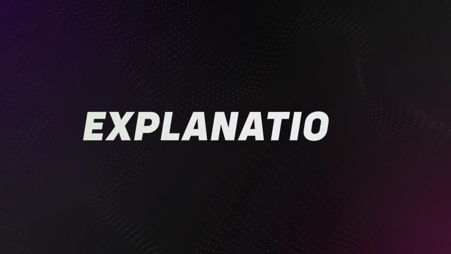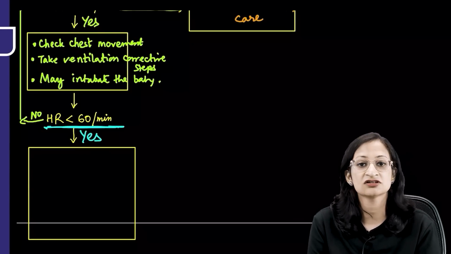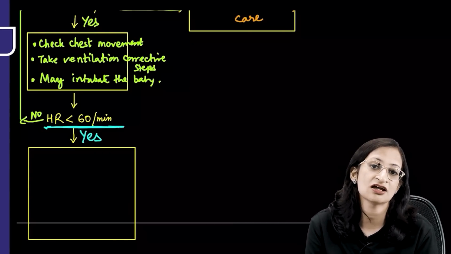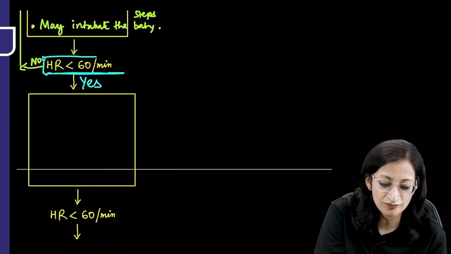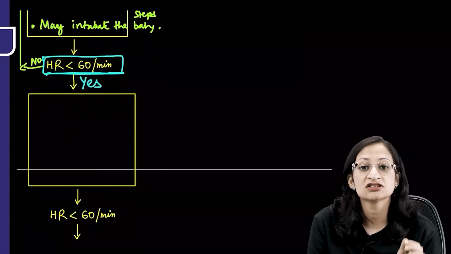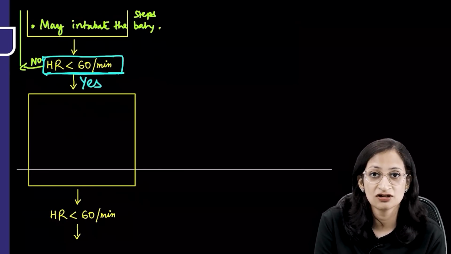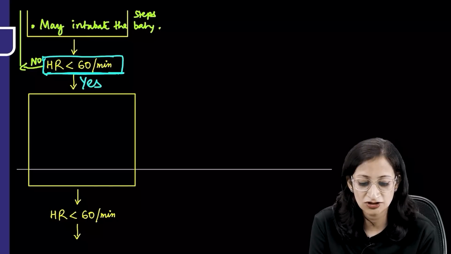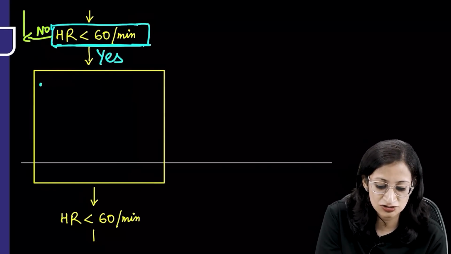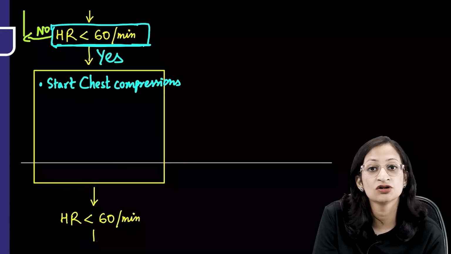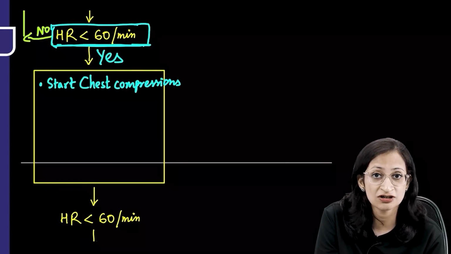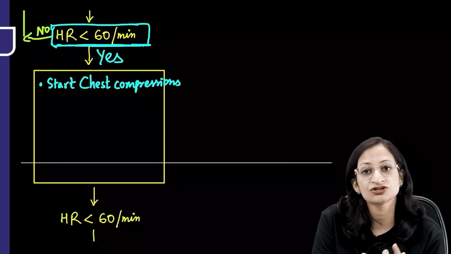60. Here's the explanation. During neonatal resuscitation, at any time, if the heart rate is less than 60 per minute, that means the baby has severe bradycardia. So what will you do? Start chest compressions, okay? So if the heart rate is less than 60 per minute, you need to start chest compressions. What do you do with the positive pressure ventilation? Do you stop it? No. So continue positive pressure ventilation. In fact, coordinate it with positive pressure ventilation.